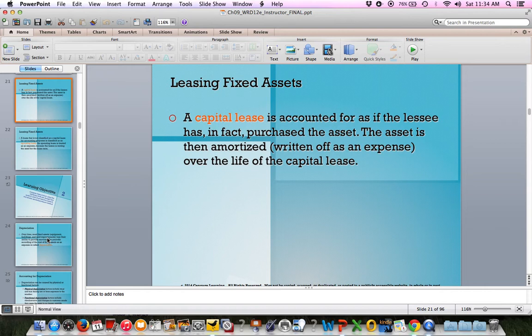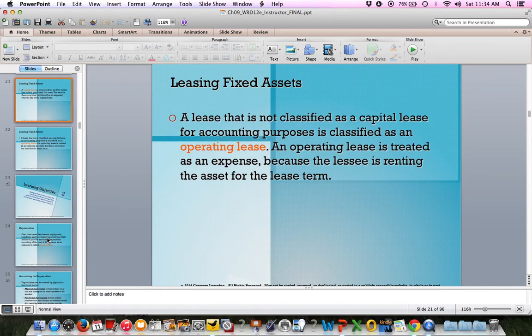Leasing fixed assets: a capital lease is accounted for as if the lessee has essentially purchased the asset. If that's the case, then the asset's amortized, written off as expense over the life of the capital lease. So you still depreciate it, but you call that amortization instead of depreciation, but it works the same way. A lease that's not classified as capital is considered to be an operating lease, and you treat that like an expense.